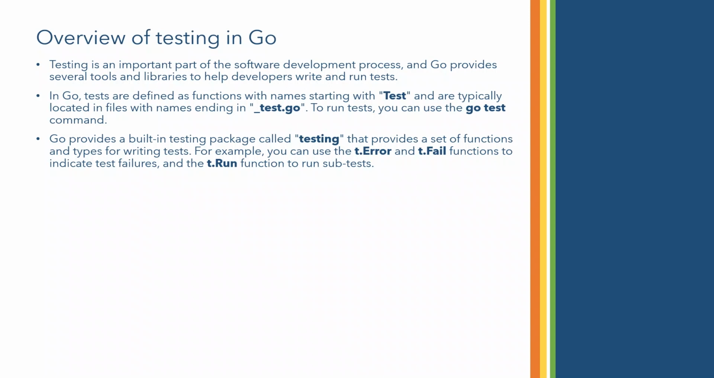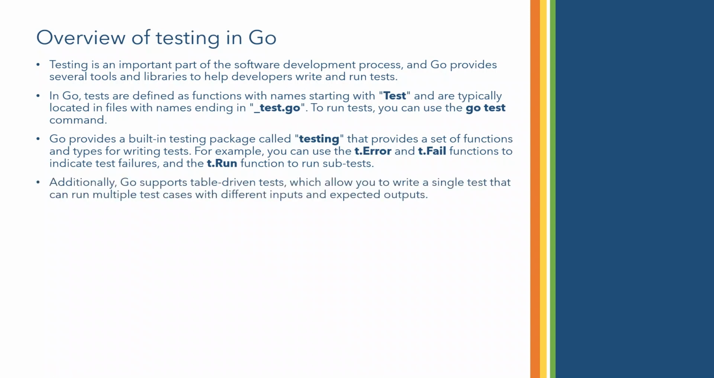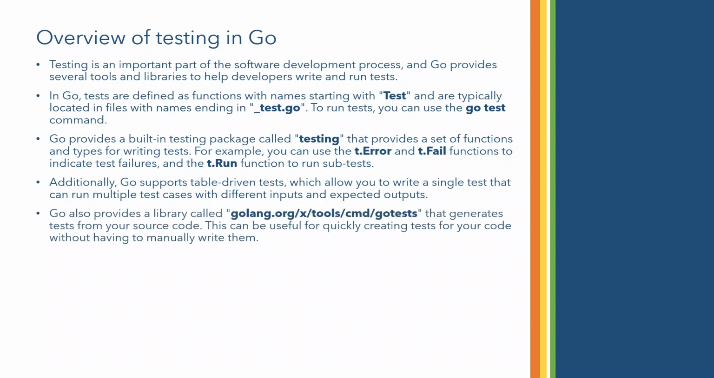Go provides a built-in testing package called testing that provides a set of functions and types for writing tests. For example, you can use the t.Error and t.Fail functions to indicate test failure, and the t.Run function can run subtests. Additionally, Go supports table-driven tests, which allow you to write a single test that can run multiple test cases with different inputs and expected outputs. Go also provides a library called GoTest that generates tests for your source code. This can be useful for quickly creating tests for your code without having to manually write them.